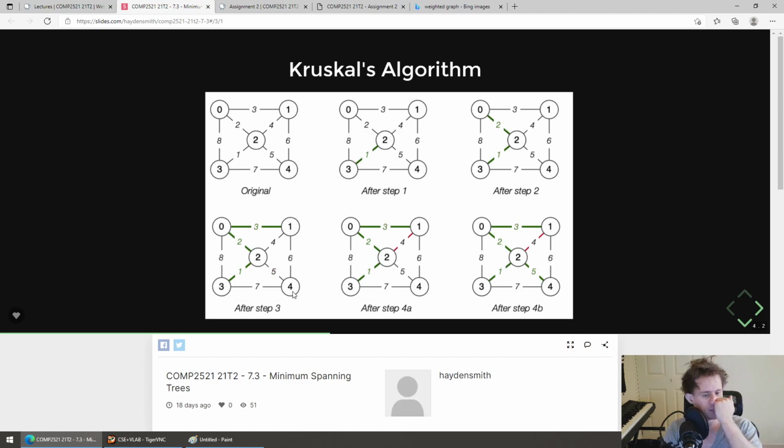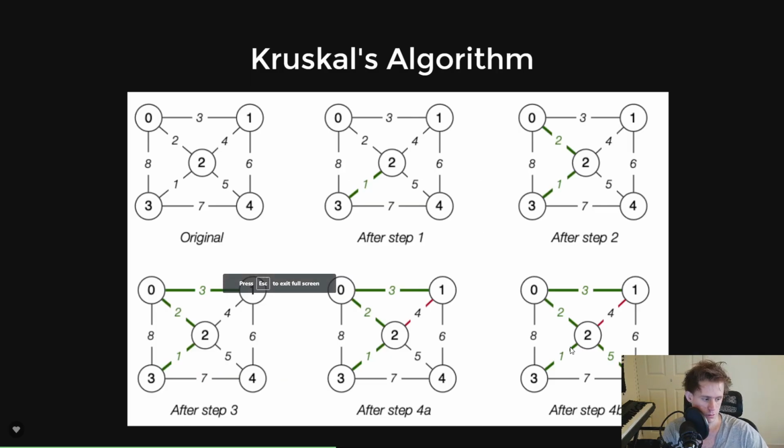This is another visual demonstration of this. So if we have our original graph on the top left here, after step 1, we're going to add the lowest edge weight, which is 1, right? Then we're going to add the next lowest edge weight, which is 2. And then what's the next lowest one? 3. So we add 3.